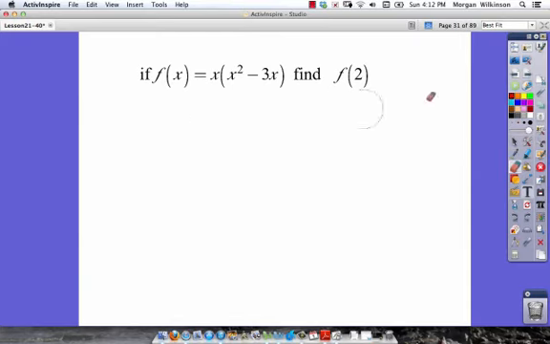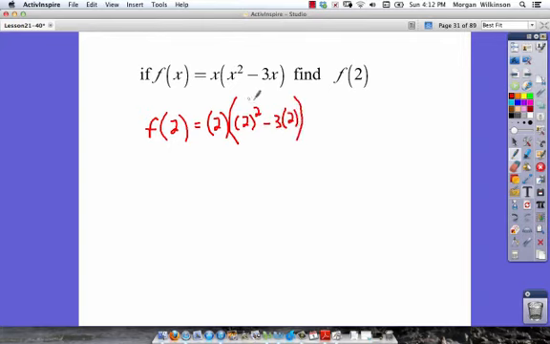So what we're doing in this problem, we're using functional notation. And we're going to say, f of 2. So this means everywhere I see x, I'm going to put a 2. It's going to be 2 times 2 squared minus 3 times 2. Okay, so here, this is an x, so everything in the problem is an x. This is a 2, so everywhere I saw x previously must be a 2. That's what we're using with functional notation.